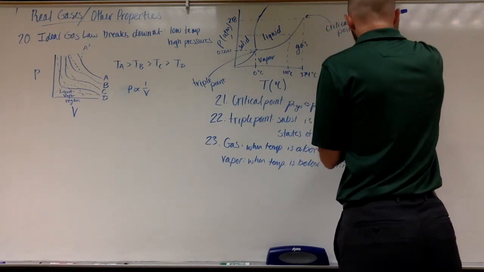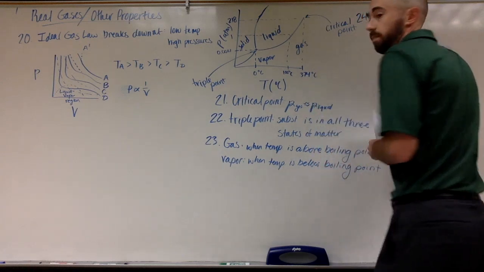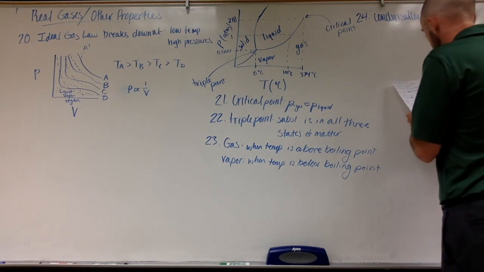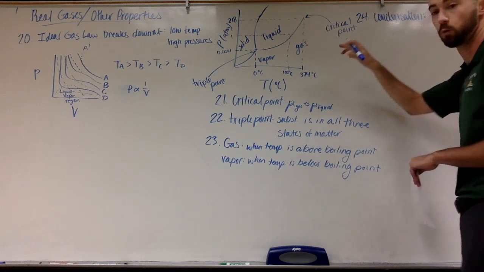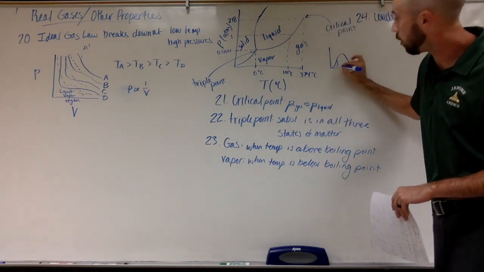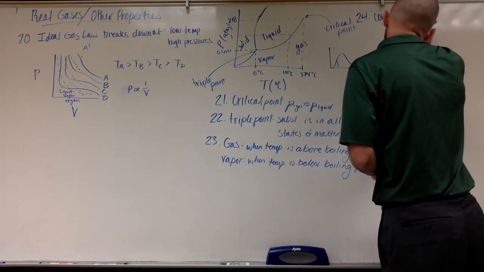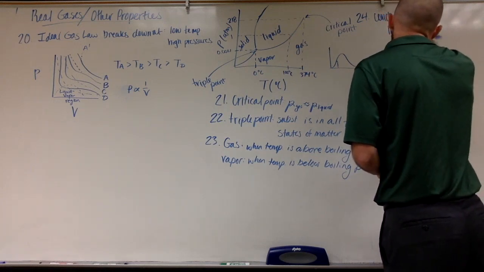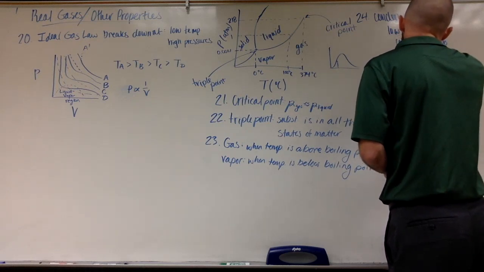So 24, we have what's called condensation. And condensation is when low energy particles in a distribution collect and turn into a liquid. So remember when we talked about the Boltzmann distribution? These low energy ones are all going to collect onto a surface and they're going to turn into a liquid. So low energy particles collect and turn into liquid.